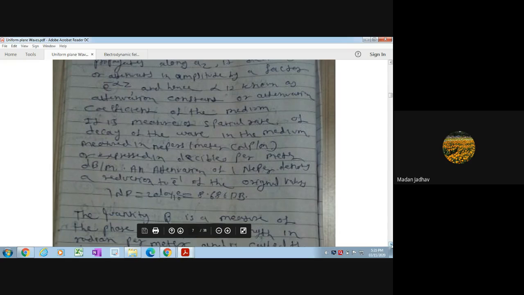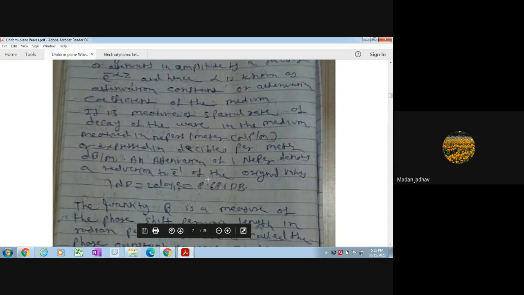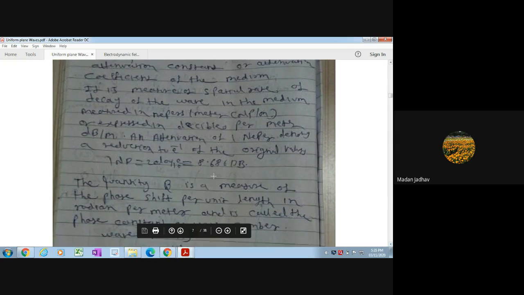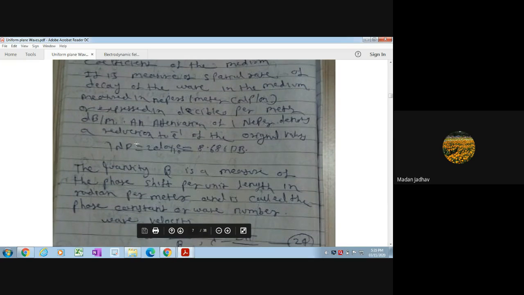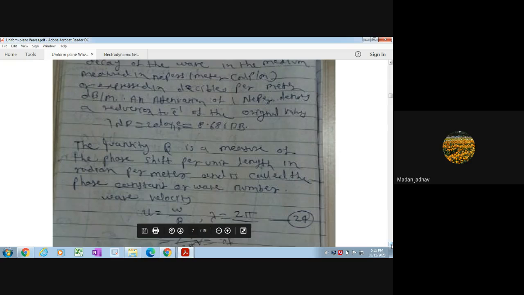Okay, 1 Neper is equal to 8.686 dB. 1 Neper denotes the reduction to e to the power of minus 1 of the original value. By this factor you have to multiply so that you will get the value in decibel, and we have converted it into the decibel value by taking 20 log of e to the base 10, then you will get this 8.686. Now this is the attenuation constant of the wave which is propagating through the medium.